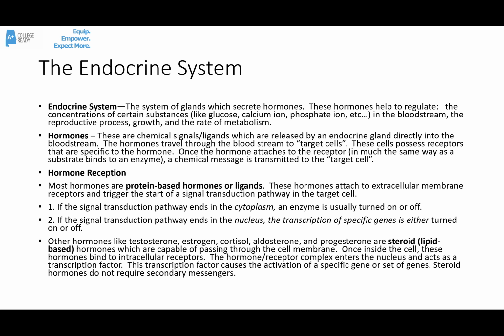Hormones like testosterone, estrogen, cortisol, aldosterone, even progesterone, those are steroid-based hormones. They're made of lipids. They can penetrate the cell membrane. They bind to receptors that are intracellular. And together that hormone and that receptor go through the nuclear membrane, bind to specific genes, and act as transcription factors. Essentially, they are turning on certain genes, causing them to be transcribed and ultimately translated into proteins.